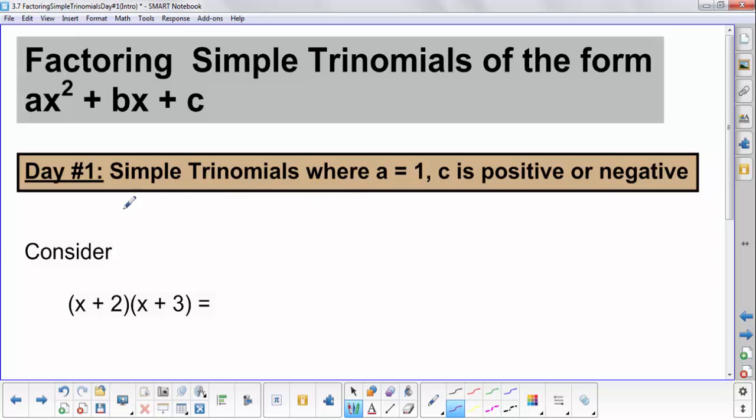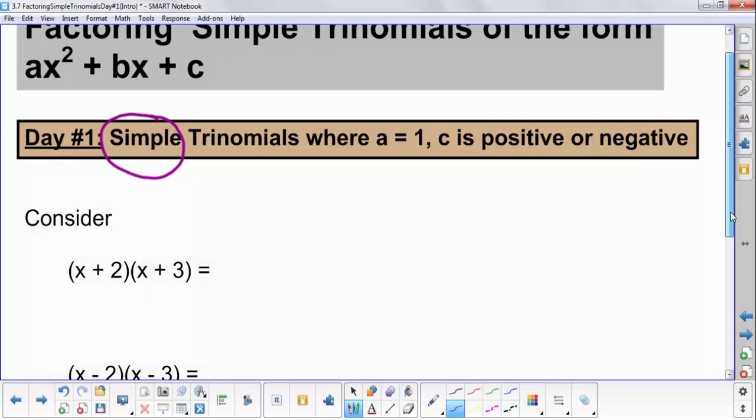So like I said, we are looking at simple trinomials today. In a few days we'll look at complex trinomials. A simple trinomial is in this form, ax squared plus bx plus c, where the coefficient on the x squared term is just 1.